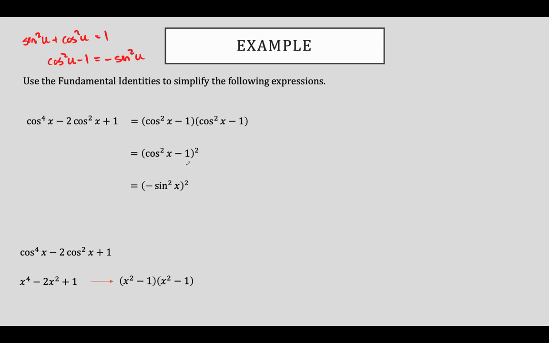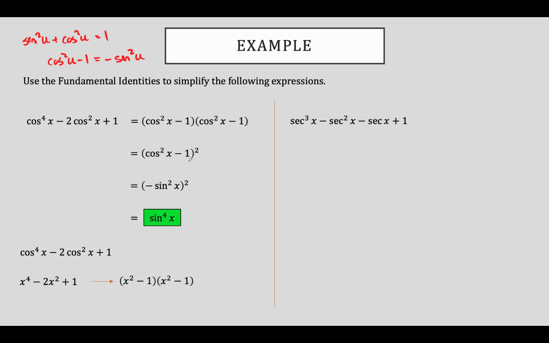And what happens when I square a negative? Well, it becomes positive, and when I raise exponents to exponents, we multiply them. This leaves me with sine to the fourth power x. Let's do some more factoring.